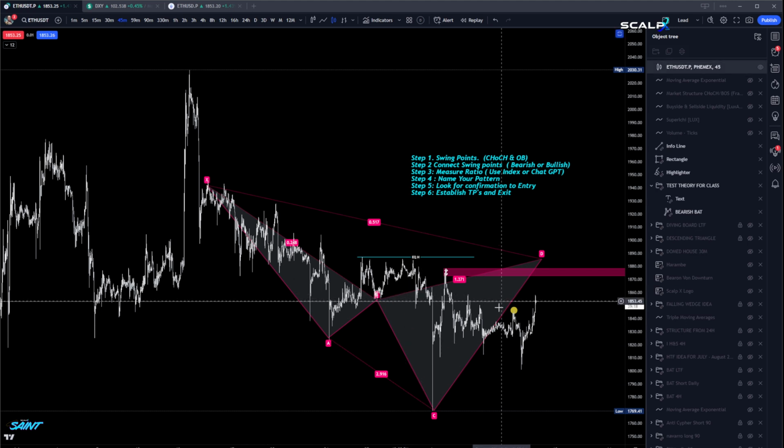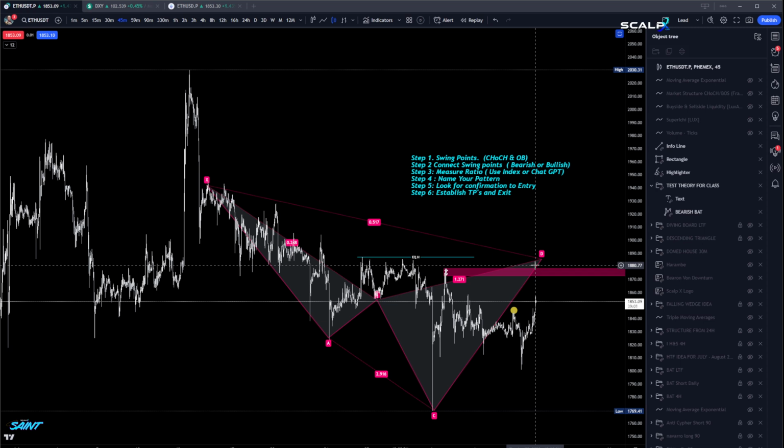So I mapped this out. I looked on my cheat sheet, and I saw like 4 different patterns that this could potentially be. Because remember, D can move. It can move around. So I don't know which one it's going to be. I don't know if it's going to be a bat. I don't know if it's going to be a shark. We don't know. We're trying to predict the future.